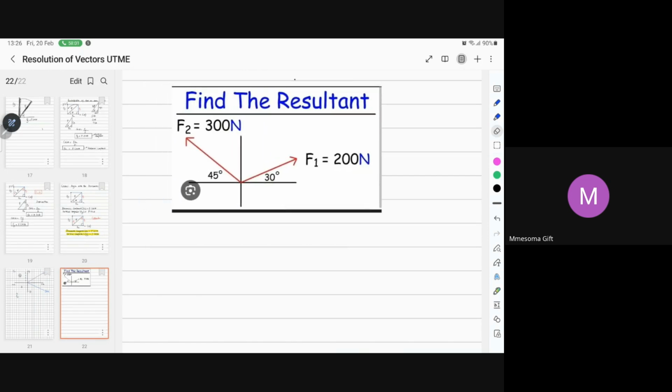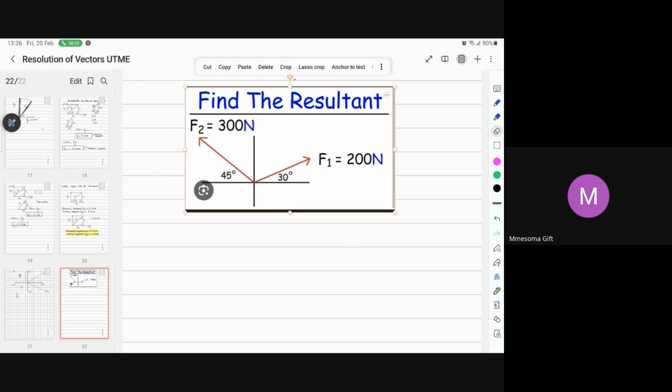All right, guys. So consider this force. They say we should find the resultant force, and there are two of them. Can you see my screen? So we'll find the resultant.